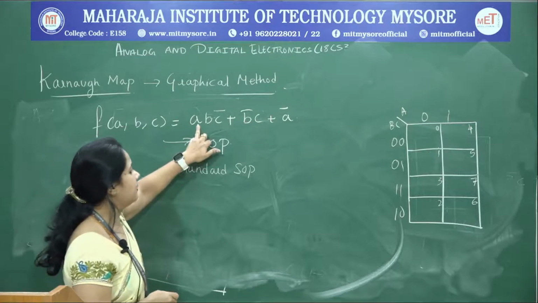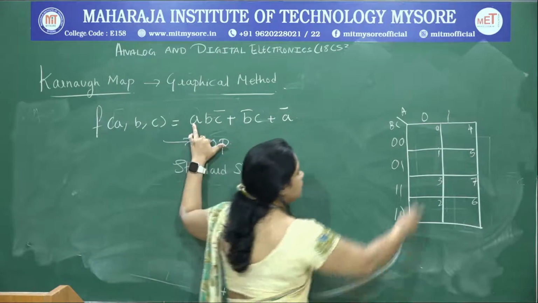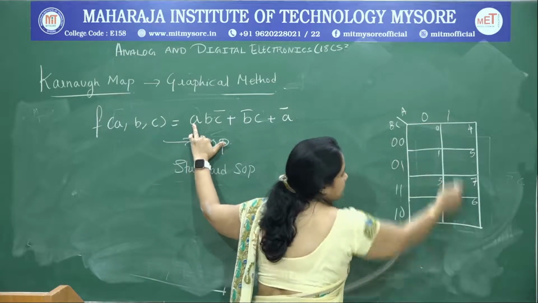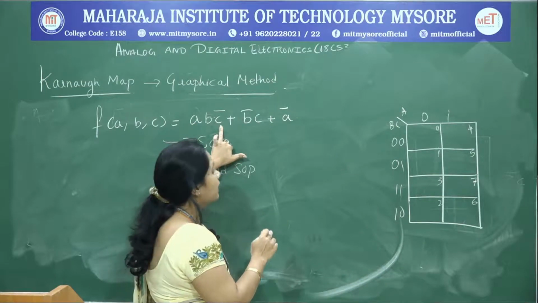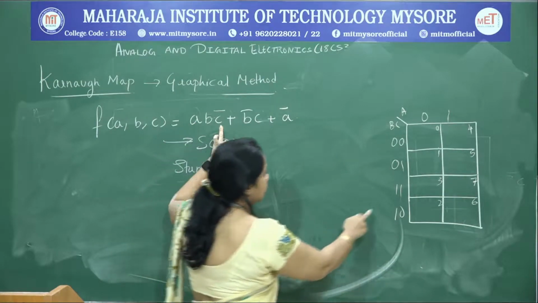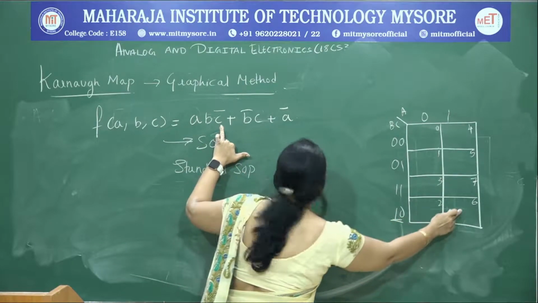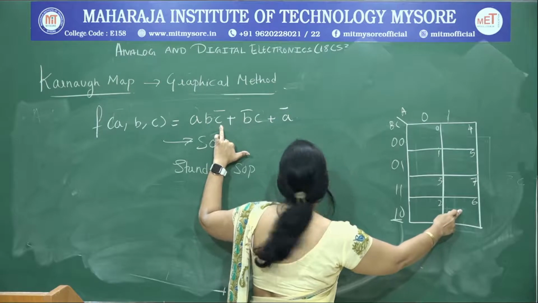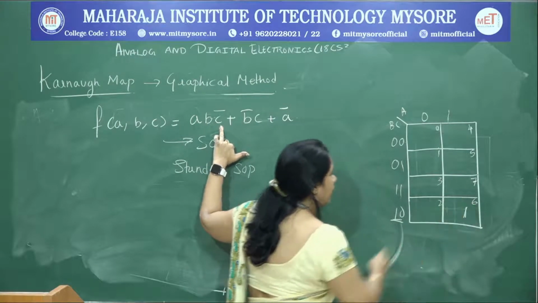So, consider A, B, C bar. A is high, so this particular row corresponds to A, and B, C bar. So B is high and C bar. B, C bar happens to be this. So this is B, C bar, and this represents A, B, C bar, that is corresponding to 6, I mark a 1.